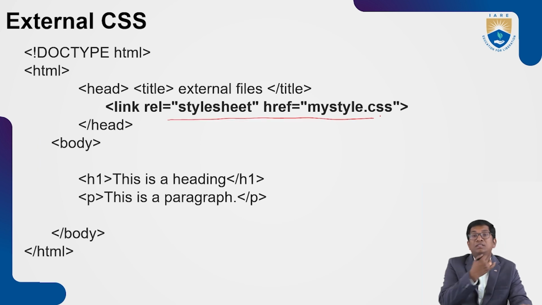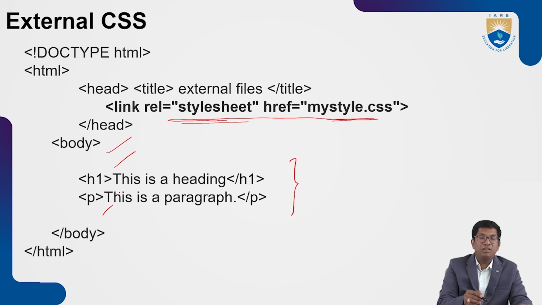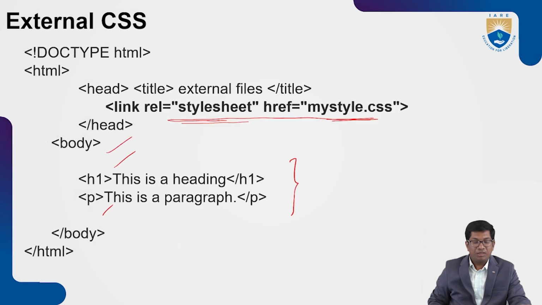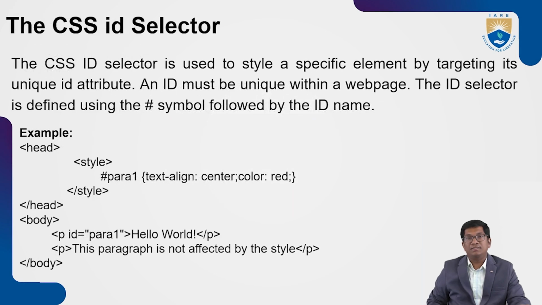How to link the external CSS to your HTML? We have to use the link element, and we have two attributes. Rel means relation: what type of relation? We are linking a style sheet, so we write rel equal to stylesheet. Then how to link that document? By using href, hyperlink reference, which is the file name, mystyle.css. For body, h1, and p, it will assign these properties. Okay, that is about external CSS.